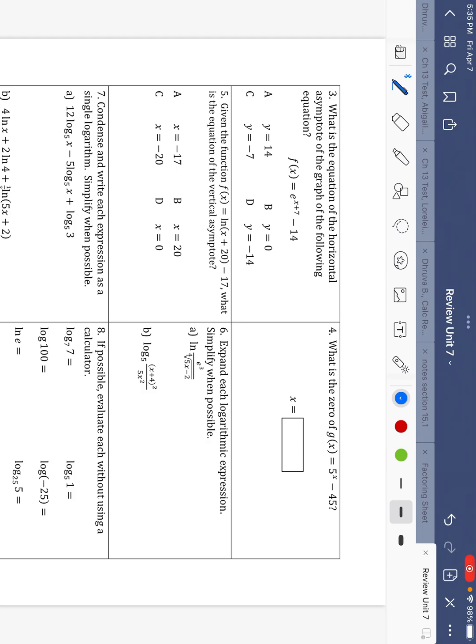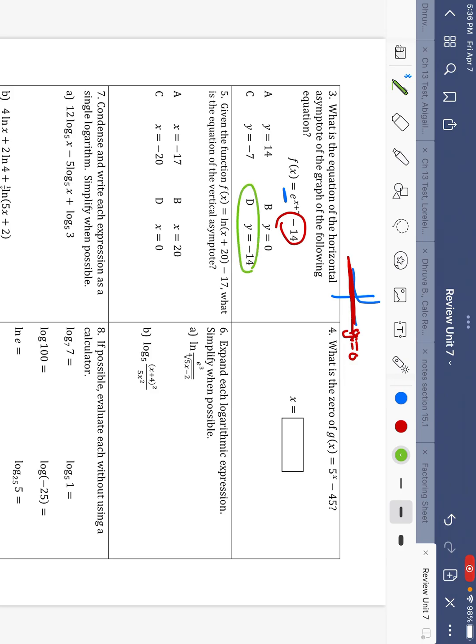So this is a growth problem because this e base right here is about 2.7. It got moved left 7 and down 14. So think of it as a growth problem. Your asymptote is normally right there at y equals 0. So when you move up or down, that's what affects you. So it's this number that's affecting y equals 0. So my answer is going to be y equals negative 14.